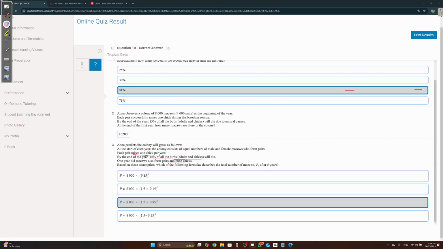Here's a better way to do it. I think what most people get confused on is the 1.5 part. Like I told you, since each pair is raising one chick per year, you have 2, you end up with 3. How much is the growth rate? 3 divided by 2 is 1.5. So if you had n macaws, you're going to end up with 1.5 times n.